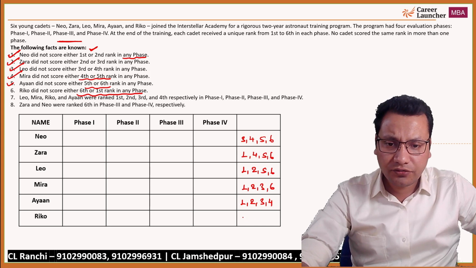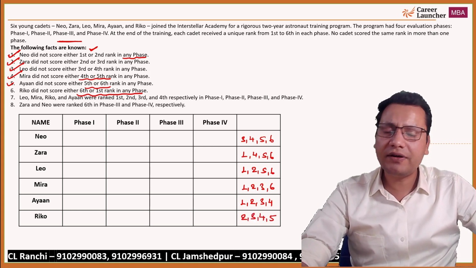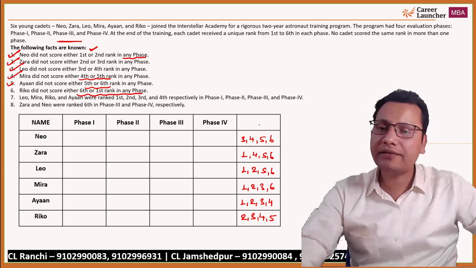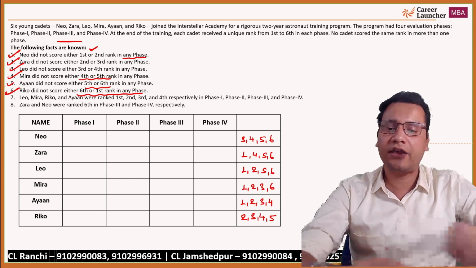So 1 is not possible. So this will be 2, 3, 4, and 5. And it has not scored rank 6 as well, right? So for statements 1 to 6, everything is now taken care of, right?